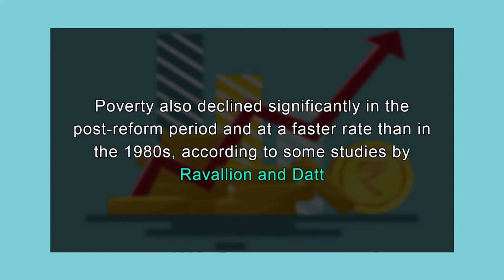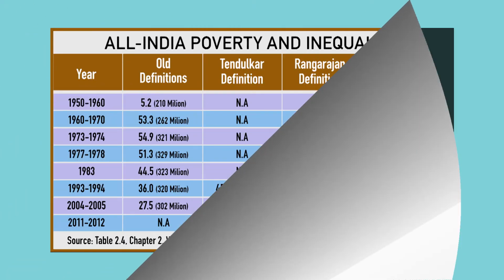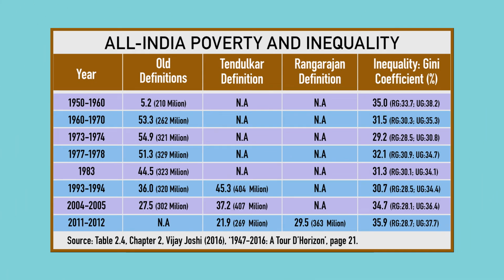In sharp contrast, the growth in the 1990s was accompanied by remarkable external stability, despite the East Asian crisis. Poverty also declined significantly in the post-reform period and at a faster rate than in the 1980s, according to some studies by Ravallion and Datt. This was the decade when the fruits of economic reforms became visible in terms of performance of various economic indicators, the most important one in the Indian case being poverty, which is the touchstone of successful economic performance in an underdeveloped country. The figure shows the progress in reducing the head count poverty ratio, which is the proportion of the population below an officially defined poverty line.